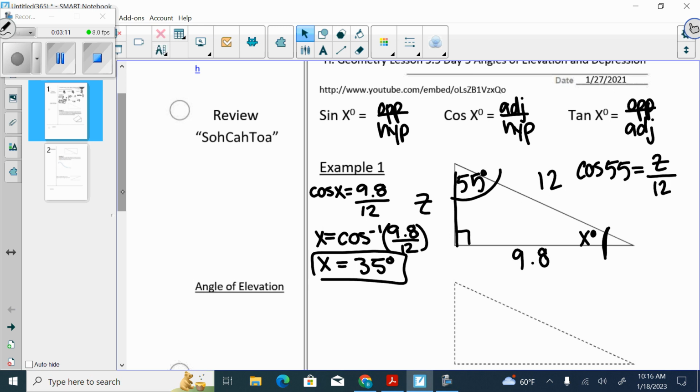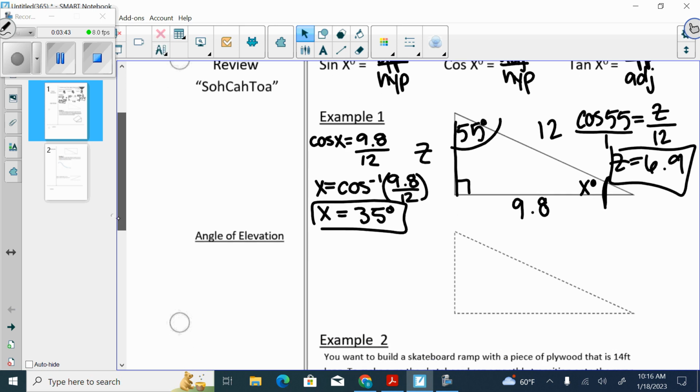And what do I do here to solve for z? Cross multiply. Right, and what is 12 times cosine of 55? Approximately 7. Yeah, 7 or 6.9. We'll just go one decimal there. We'll go with 6.9. Good job. Okay, so we've kind of reviewed how to find missing sides, missing angles.